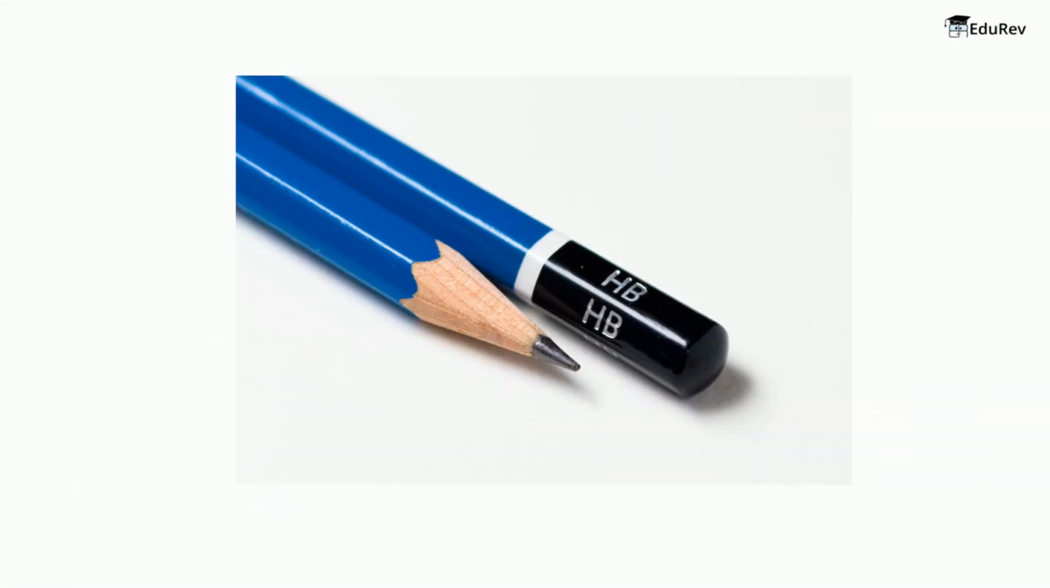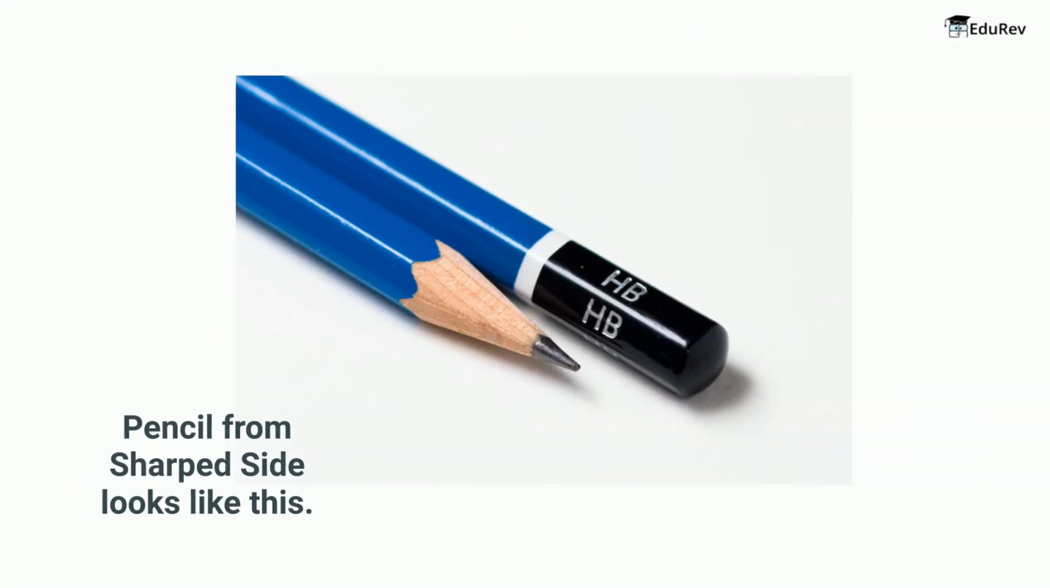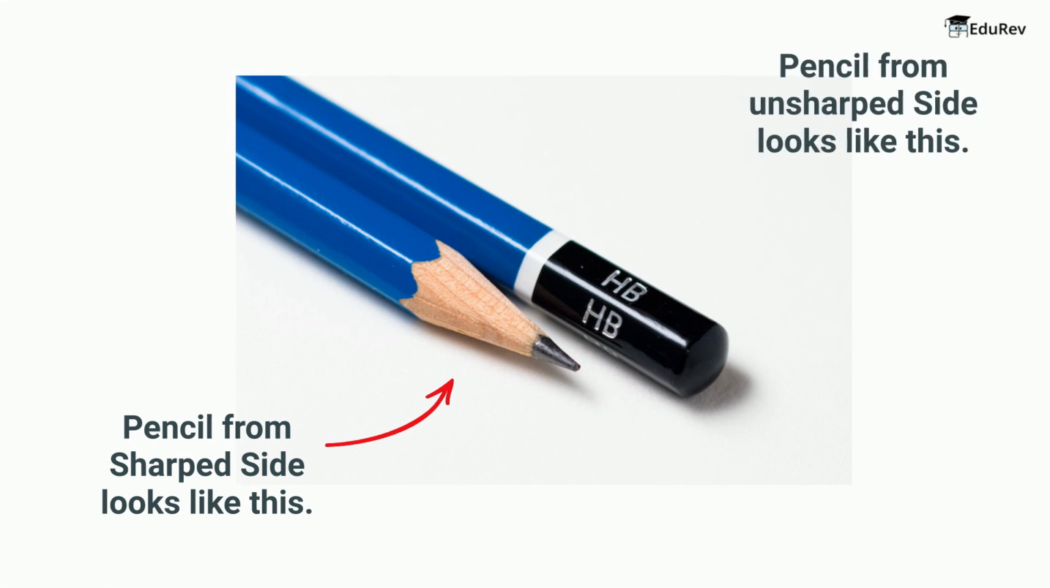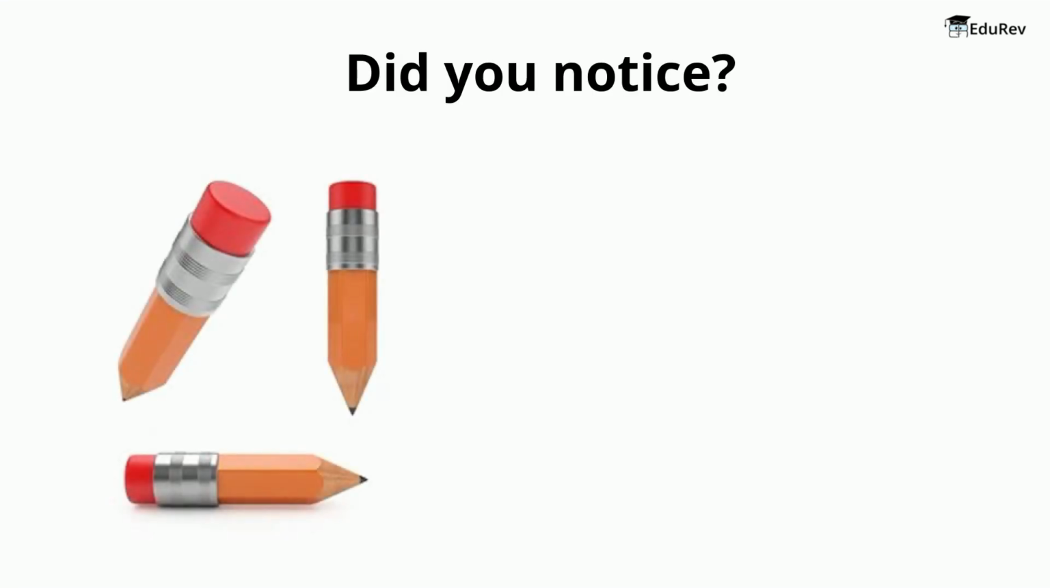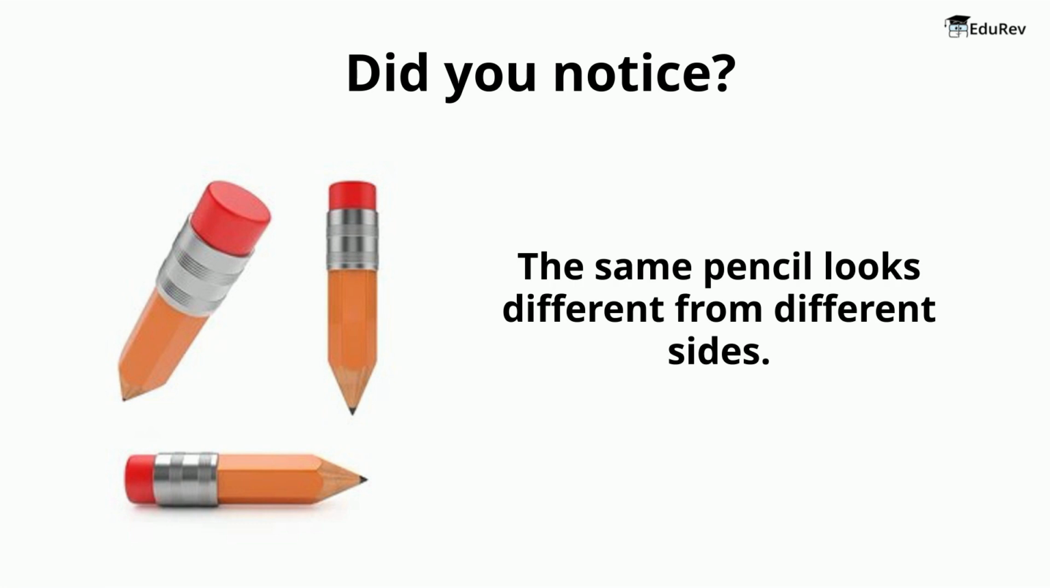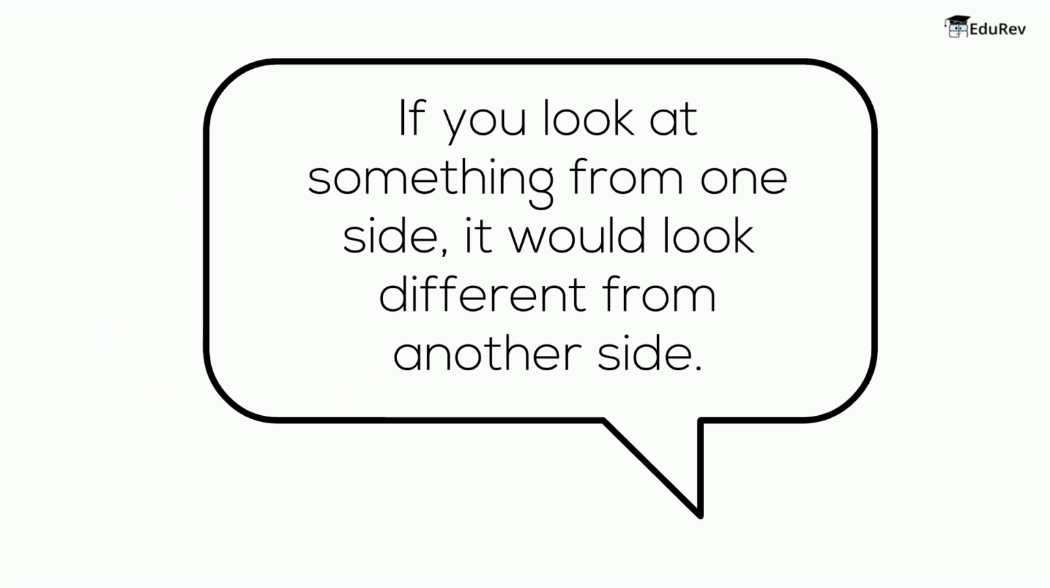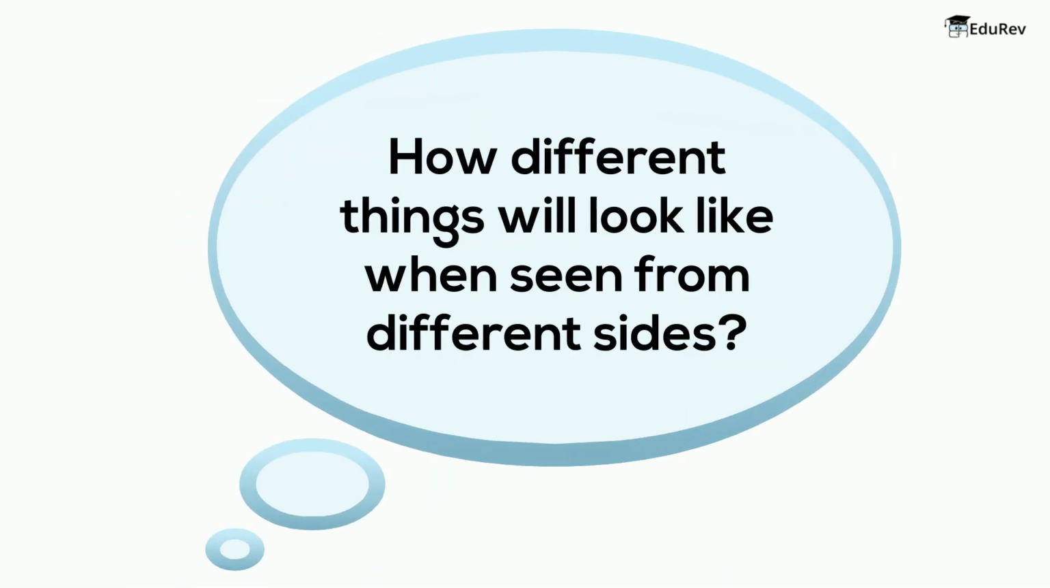A pencil when viewed from the sharp side looks like this. And a pencil when viewed from the unsharp side looks like this. Did you notice? The same pencil looks different from different sides. That's how our world is designed. If you look at something from one side, it would look different from another side. In this chapter also, we will see how different things look when seen from different sides.